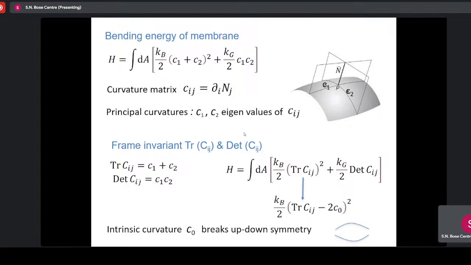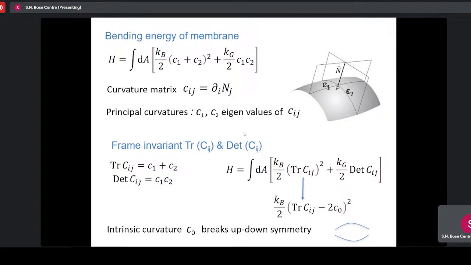But if you have a membrane which wants to curve in one way and not the other, then you have to break this up-down symmetry, and this term comes in, which is often called intrinsic curvature. So the system would like to minimize this. This is anyway not there because I will be bothered about only closed membranes. So now the question is, the shape that I am showing you, how do you get that?